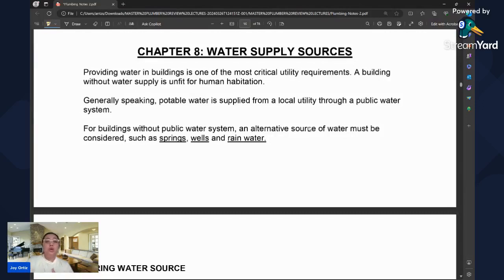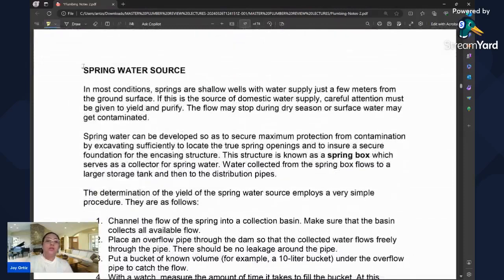For buildings without a public water system, an alternative source of water must be considered, such as springs, wells, and rainwater. Now, spring water source, yung mga tinatawag nating bukal, 'di ba? In most conditions, springs are shallow wells with water supply just a few meters from the ground surface. If this is the source of domestic water, careful attention must be given to yield and purity. The flow may stop during dry season, or surface water may be contaminated.